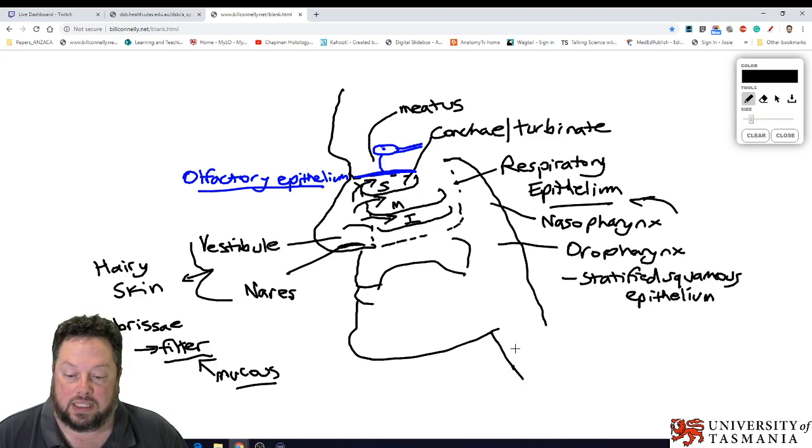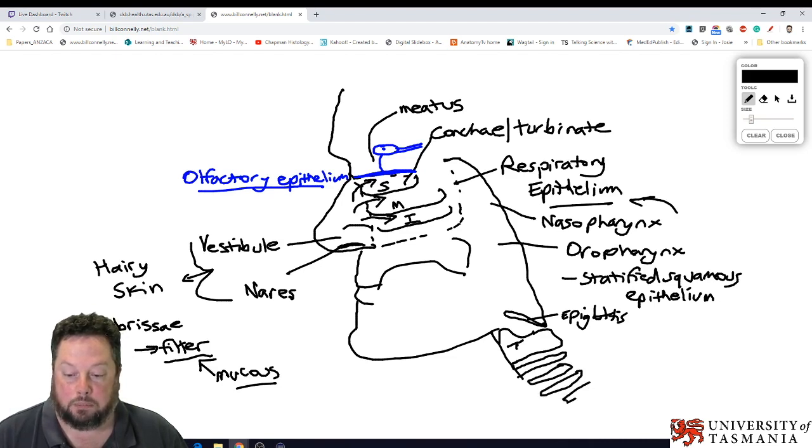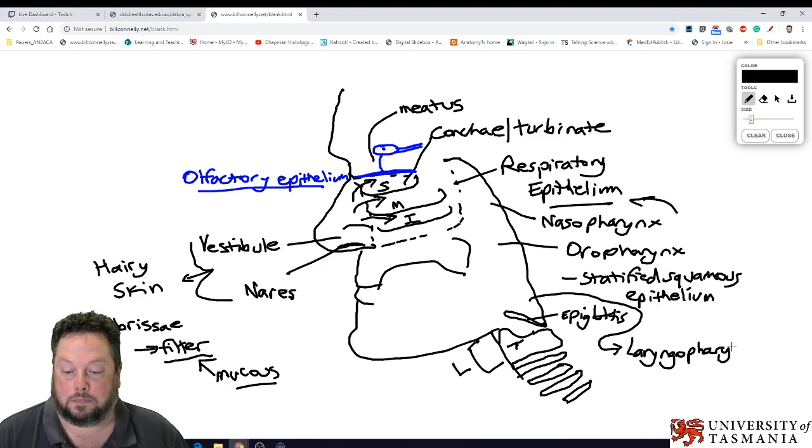If we imagine this continuing down, we then would have the thyroid cartilage here. We'd have the epiglottis here. And then we'd have our cricoid cartilage, and then we'd have our trachea starting to make its way down this way. So this is our larynx. And so the epiglottis, and we're running out of room here, this is the laryngopharynx. And that's also lined by our respiratory epithelium.